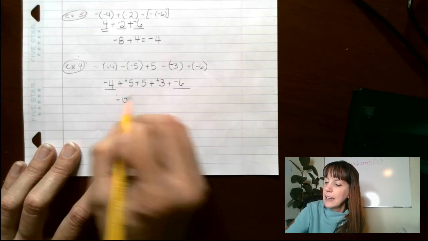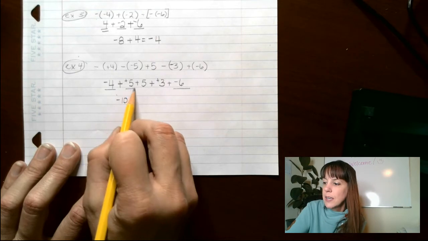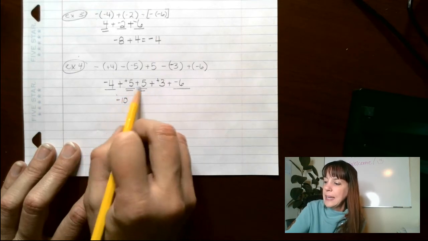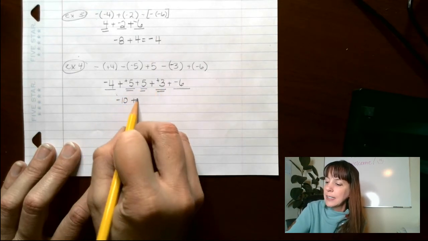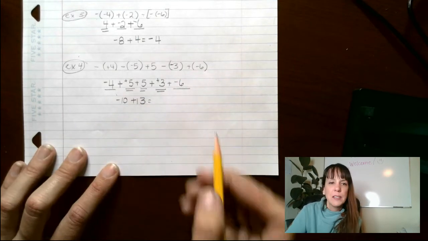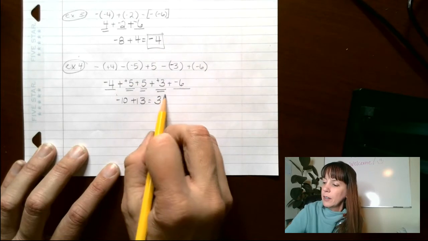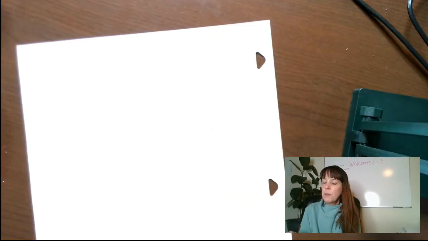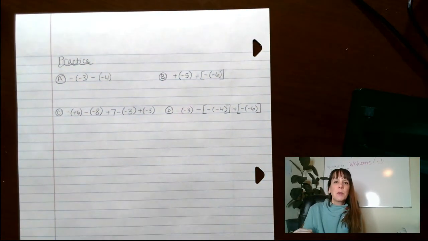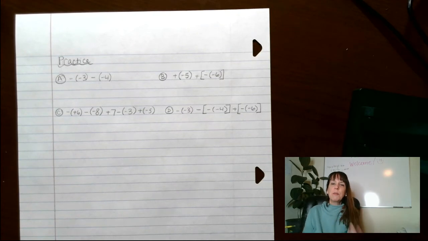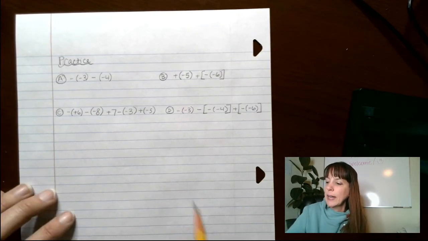So I have -10. Now I'm going to underline my positives. 1, 2, so that's 10. So this one is 13. Which team is larger? Our positive team. By how many? By 3. So our answer was -4 here. Our answer is 3 here. Practice problems, guys. Here are the practice problems. Pause the video, do them, come on back, and let's make sure you got them correct.